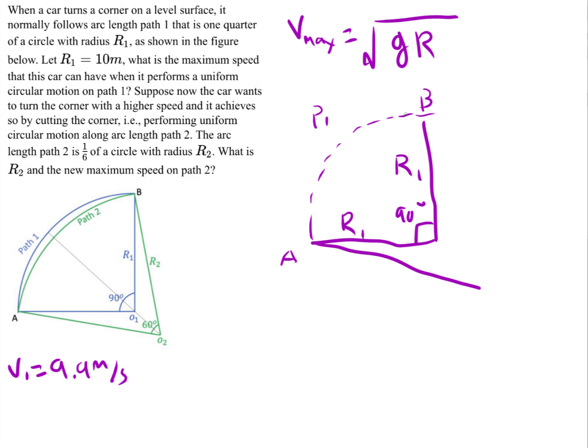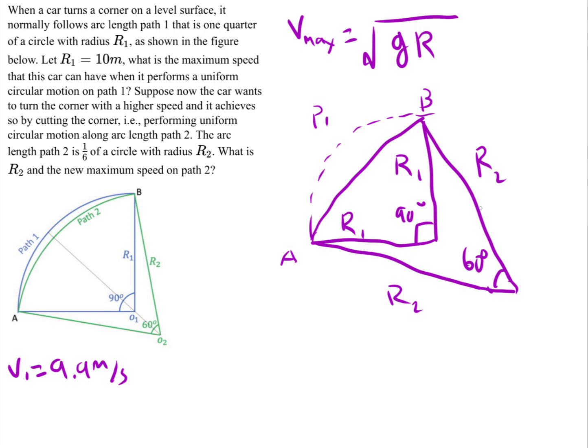And of course, we have to draw the second part. This is really bad, but it gives us a general idea. This is 60 degrees. And this is R2, and this is also R2. This is not to scale, but it gives us a general idea of what to expect. Now, we can draw a line here to help us.